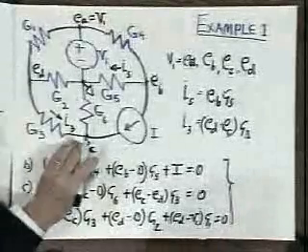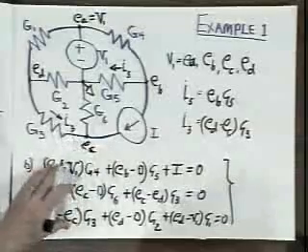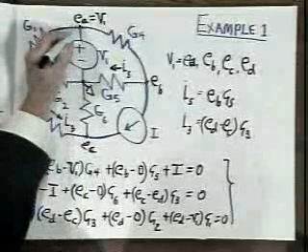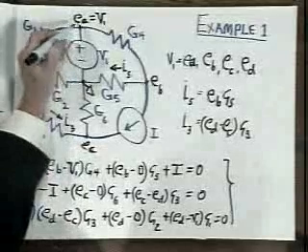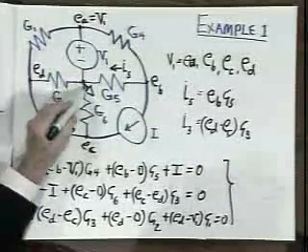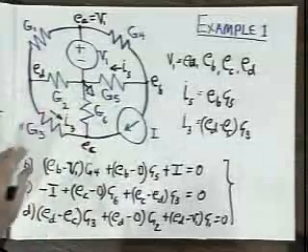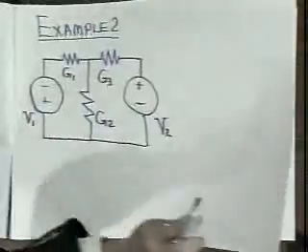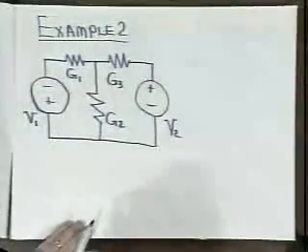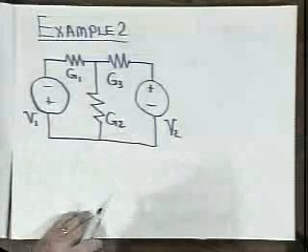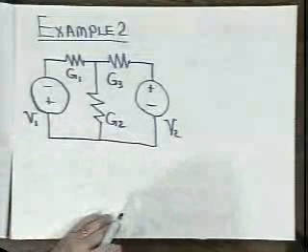The 5 nodes that we started with come down to 3 equations because we know the voltage here. There's no point in writing a node equation on that node. And we know that the voltage here is 0. 3 node equations suffice. Let's look at another example. Simpler one. Here I've got 3 conductances, G1, G2, and G3, and 2 voltage sources, V1 and V2.